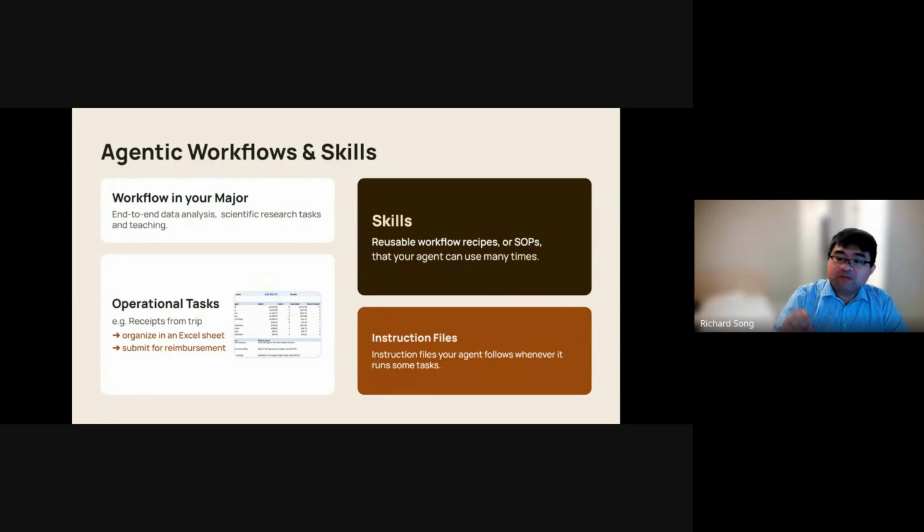Okay, to better execute the workflow, skills come into play. So skills are the reusable workflow recipes or SOPs that your agent can use many times, or the instruction files your agent follows whenever it runs some tasks.